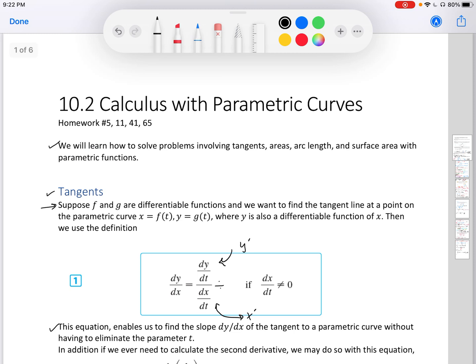That's it for section 10.2. Your homework is a couple problems, just want to try one of each. So 5, 11, 41, and 65.